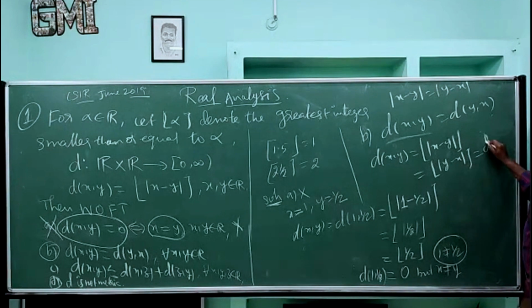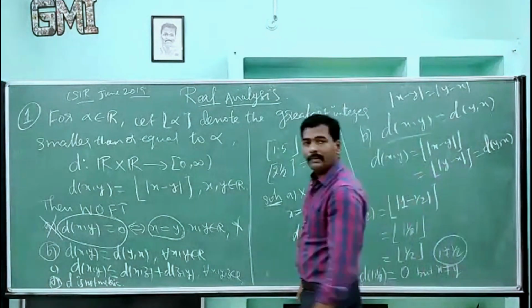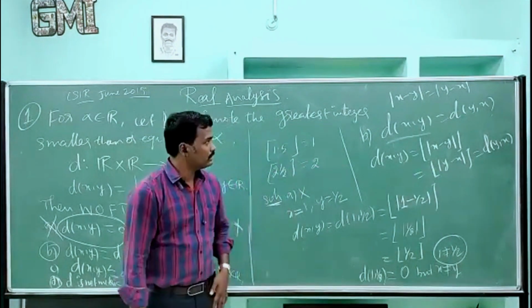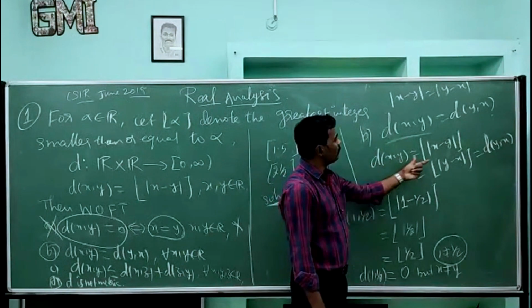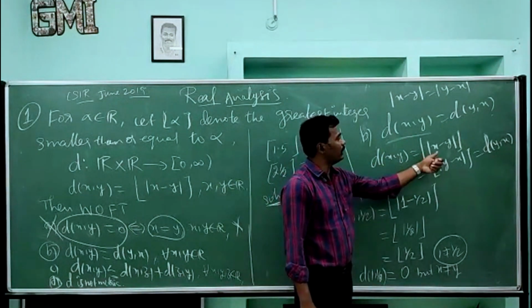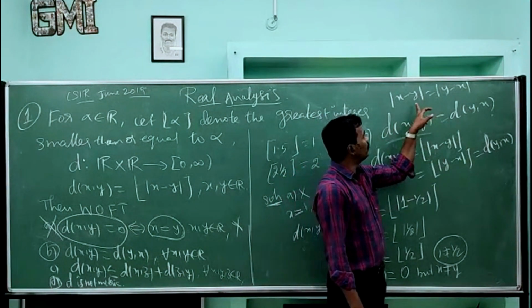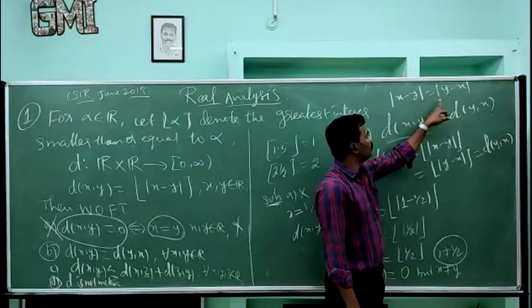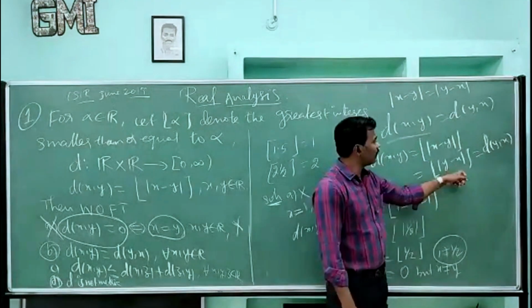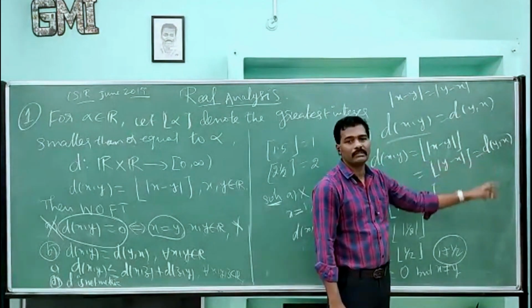This is by definition d of y comma x. Is it okay? Just to see that, I take this left hand side d of x comma y and apply the definition of d of x comma y. I can use that modulus property: mod of x minus y equal to mod of y minus x. I just replace it by the definition d of y comma x.